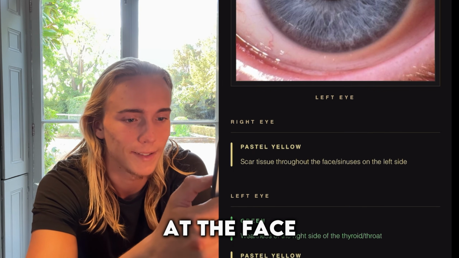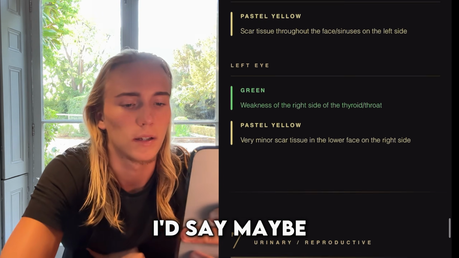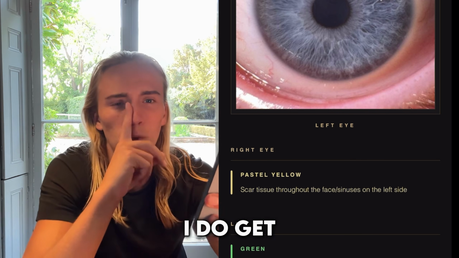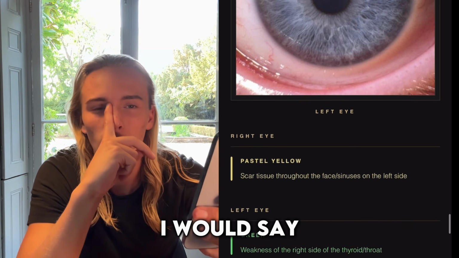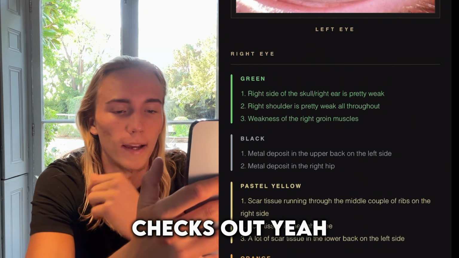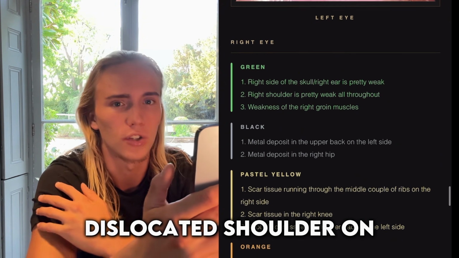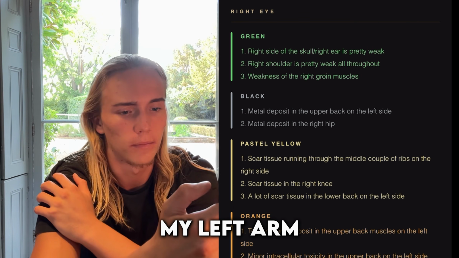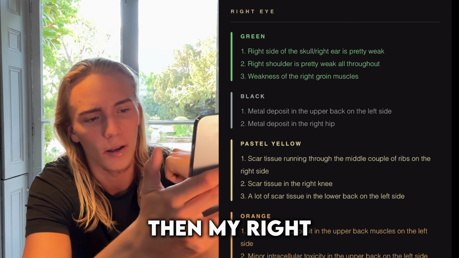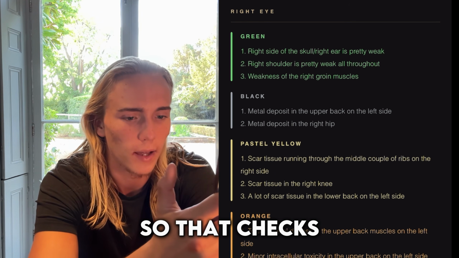And the fact that he came to the conclusion it was the right knee and not the left knee is even crazy to me. Scar tissue throughout the face/sinuses on the left side. I'd say maybe the sinuses, if I do get blocked, it probably would be on the left, so that checks out. Yeah, my shoulders, I could say, are a weaker side because I've had a dislocated shoulder on my left arm, left shoulder, and then my right is always pretty stiff, so that checks out.